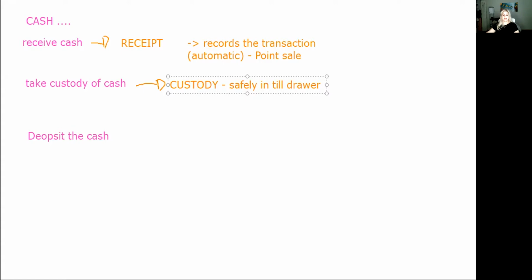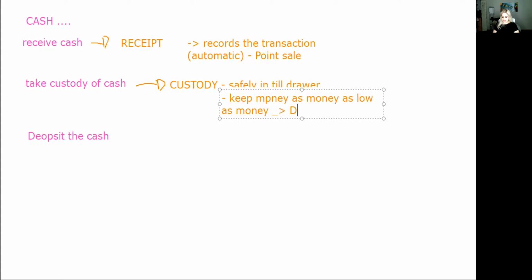Okay. Another way that we put in a control for custody purposes is a lot of times what we do is we keep the float very low. So we keep money as low as possible in the till, right? And how do we do that? Well, we send the money to the bank. And a lot of times what we do is we use a drop box. Now, when I say a drop box, it's basically a safe that we don't have a key to, that only the bank has a key to.